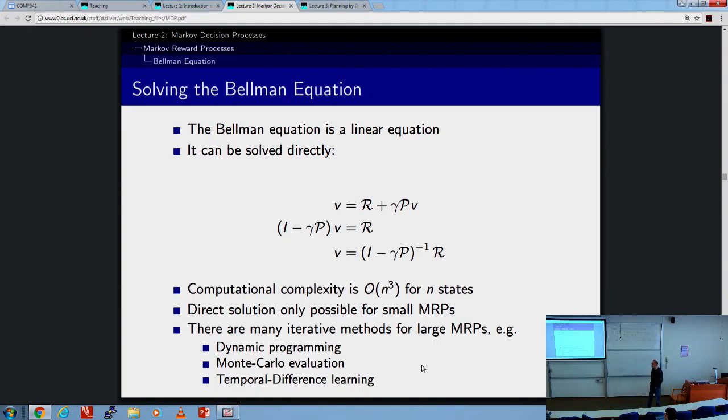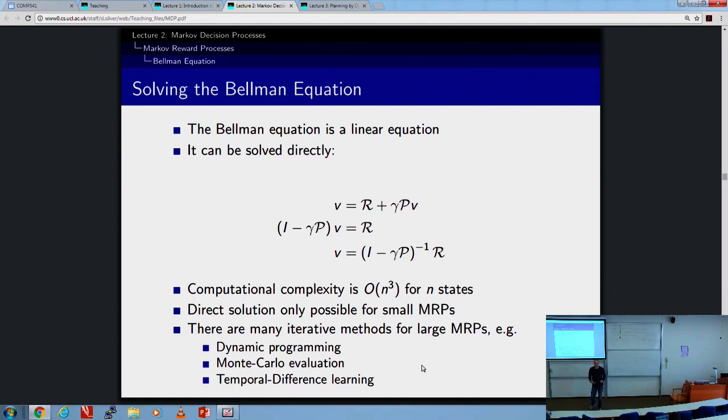This is one way to solve the Bellman equation for the values. It is impractical for large n because inverting a matrix is an n cubed sort of operation. And there's a bunch of other iterative methods to solve this problem that we're going to see later.